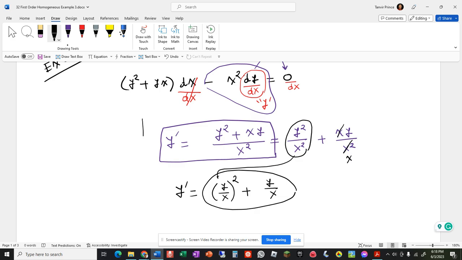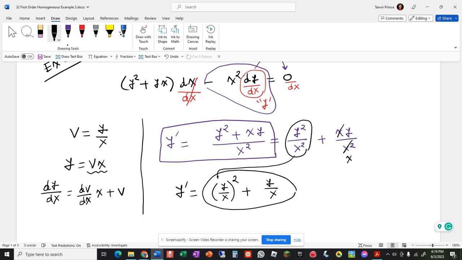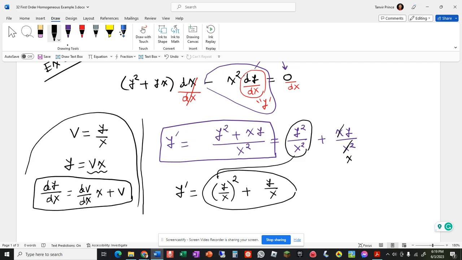So now we do the same substitution every time for homogeneous. So v equal to y over x, cross multiply, y equal to vx, take the derivative of both sides with respect to x. So dy dx equal to, here product rule, so dv dx times x plus v times the derivative of x, which is 1. So this part on the left is always the same thing for every homogeneous.